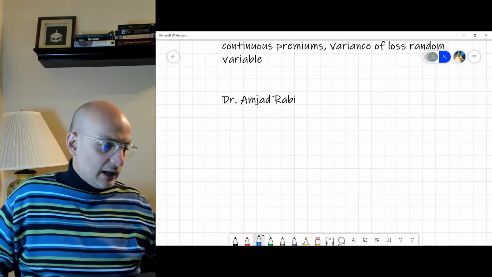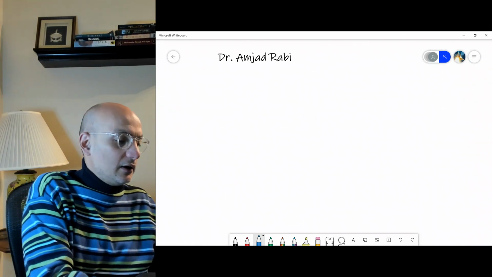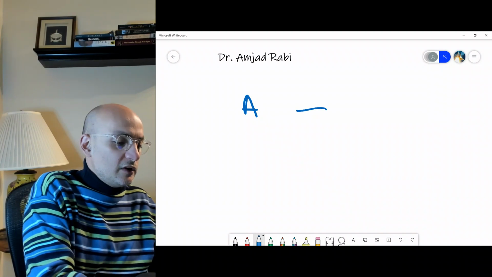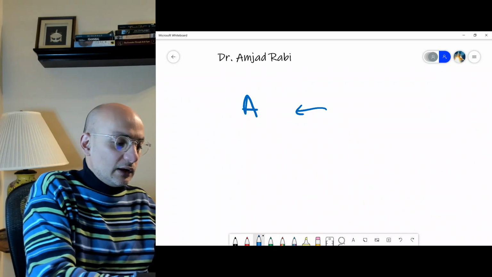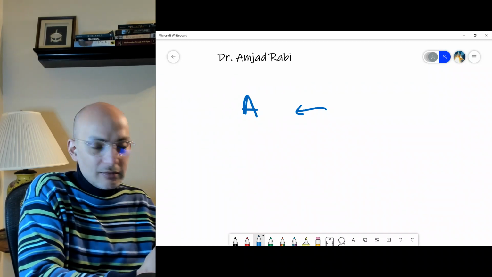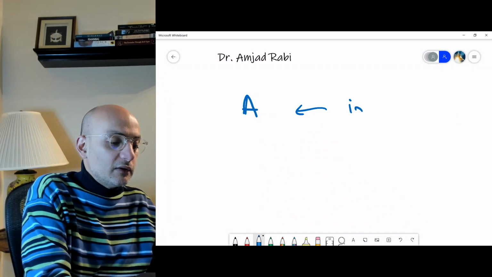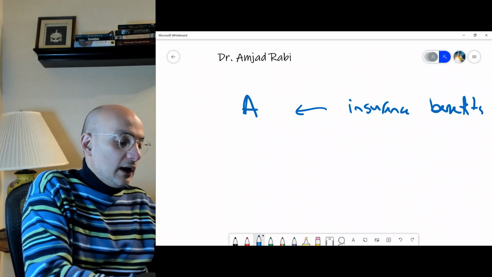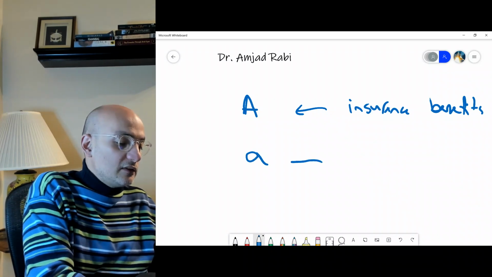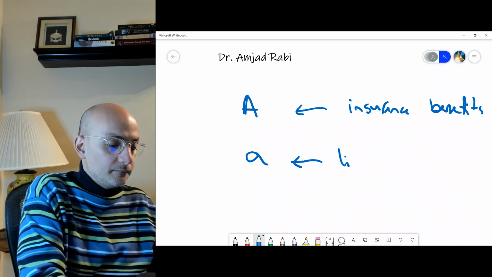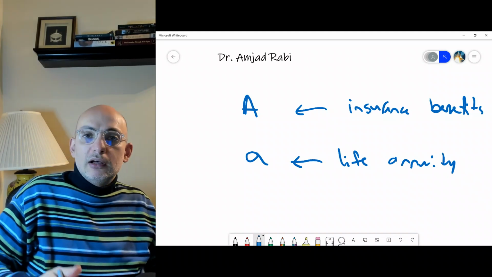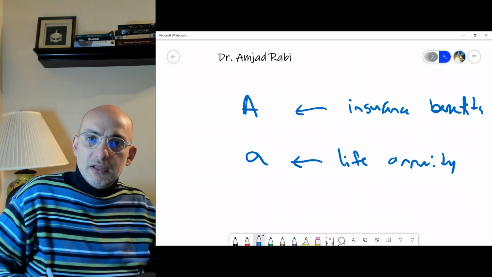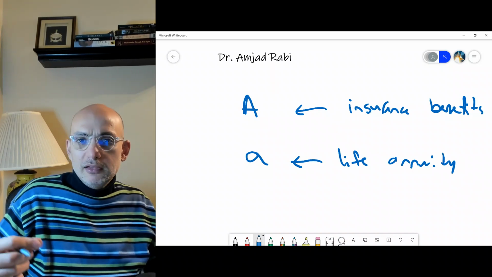So just to connect things together, remember we use the notation A, whether it's continuous, you put a bar, or not continuous, we remove it. But the capital letter A, we use it for insurance benefit. And then we use the small a for annuity, life annuity. So the life annuity pays 1 unit of benefit either at the beginning of the year or continuously.